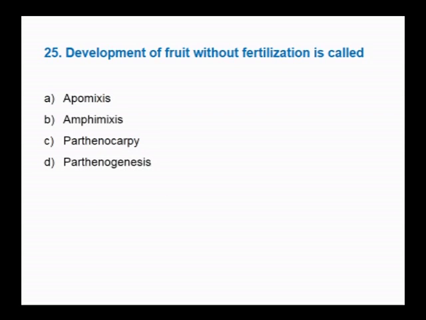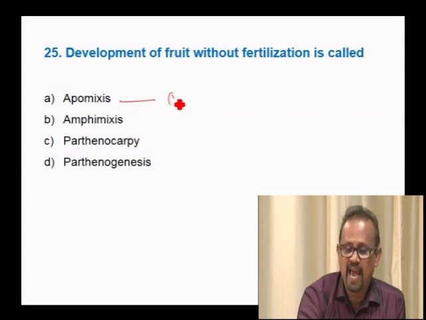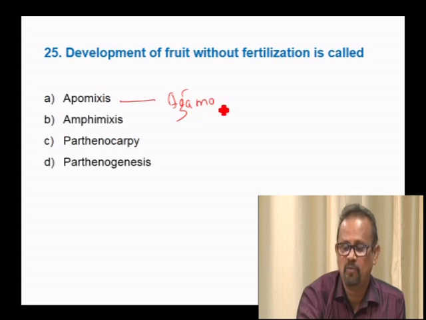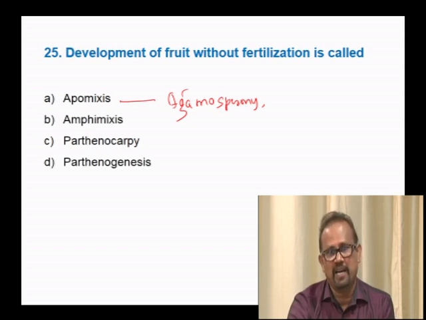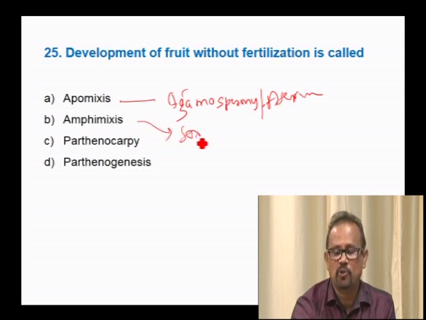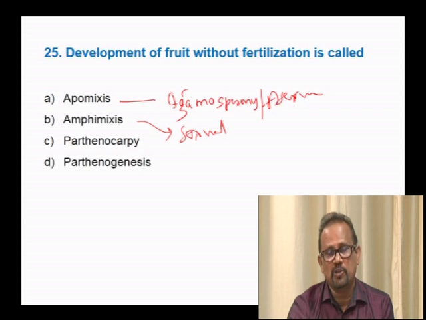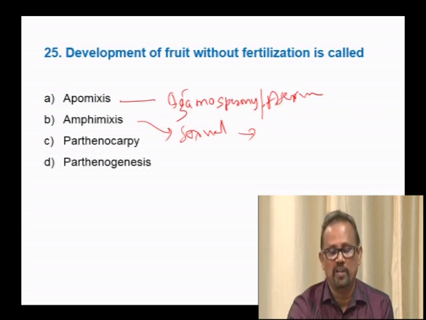Development of fruit without fertilization is called... Apomixis is also called agamospermy. It's nothing but asexual reproduction, which is characterized by non-fusion of the gametes. Amphimixis is the sexual reproduction where the pronucleus of the sperm fuses with the pronucleus of the egg to form a syncaryon, a zygotic nucleus. So it is a sexual reproduction, fusion of male and female gametes to form a zygotic nucleus.